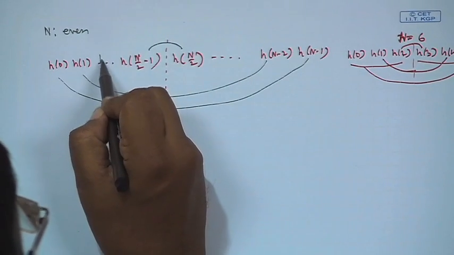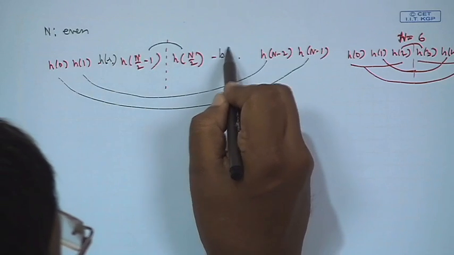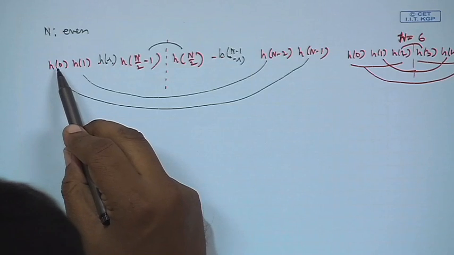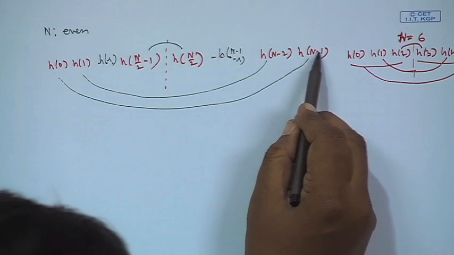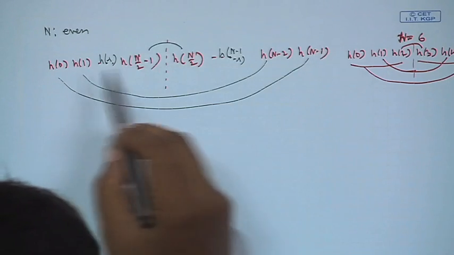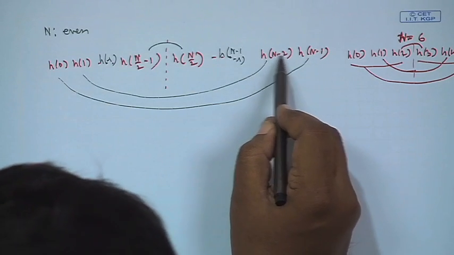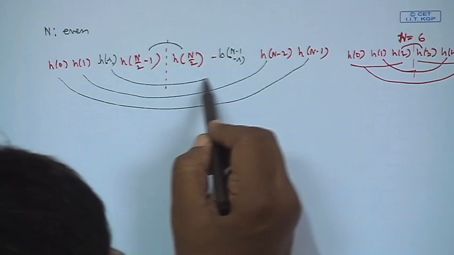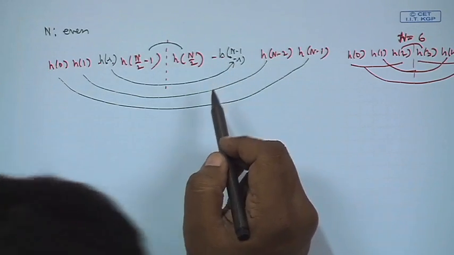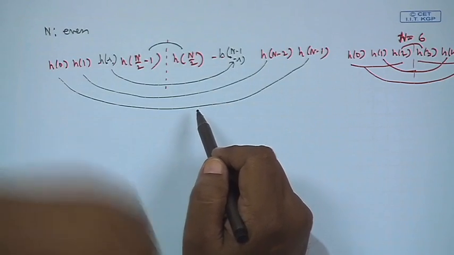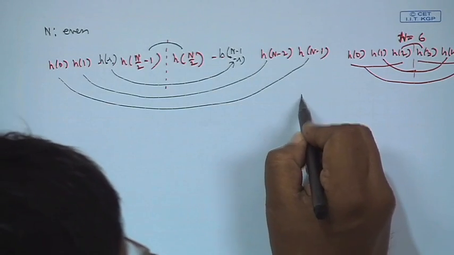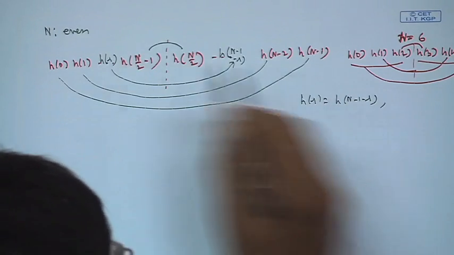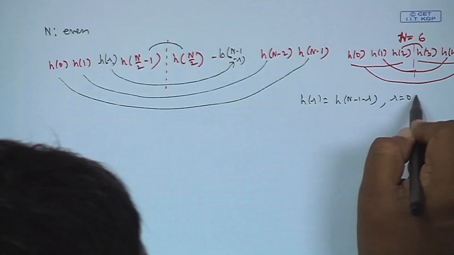In general, H R and H n minus 1 minus R, because H 0 is the same as H n minus 1 minus 0, H 1 is the same as H n minus 1 minus 1, that is n minus 2. H R is the same as H n minus 1 minus R. So, that means this is my condition in short, starting from R equal to 0, 1, dot dot dot.